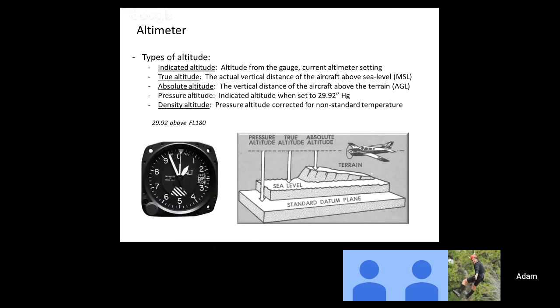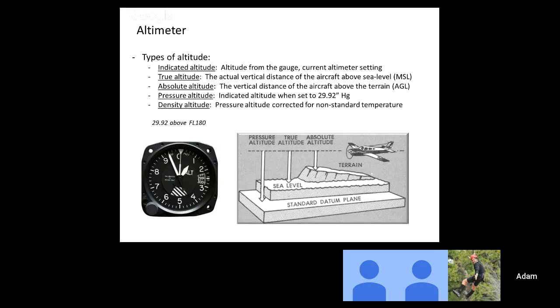Similar to airspeeds, there are a set of defined altitudes for which you're going to want to become extremely familiar with definition-wise. Indicated altitude, similar to indicated airspeed, is simply what the gauge is telling you. You look at the gauge, it says 900 feet, your indicated altitude is 900 feet.